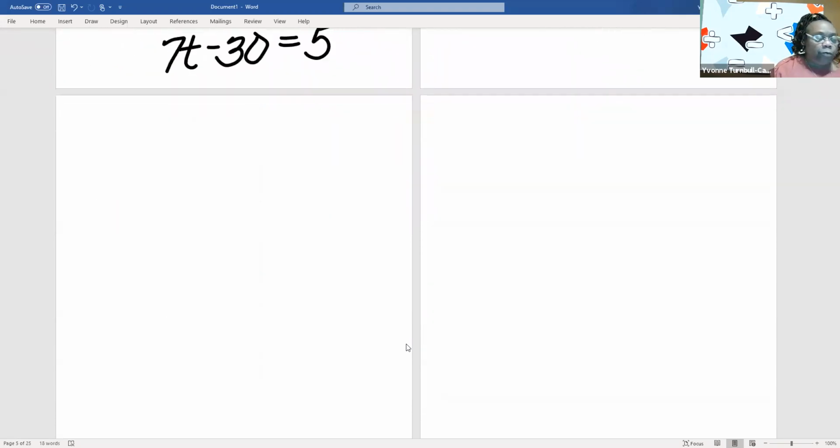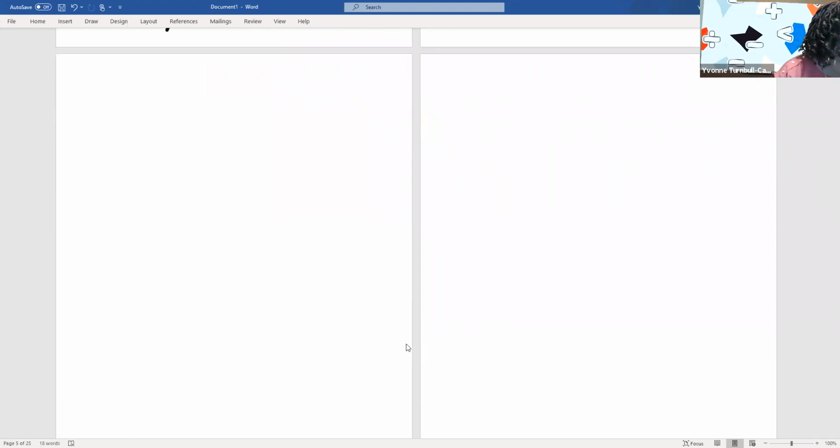Let's see if we can find one that is going to be even more of a challenge for us. Oh, there's one. We have 3 minus 6 over x equals x plus 8.